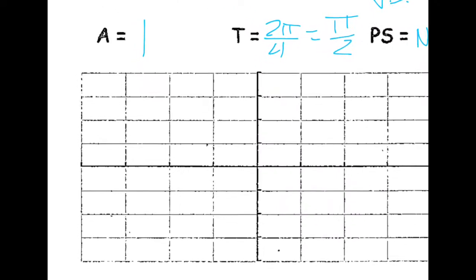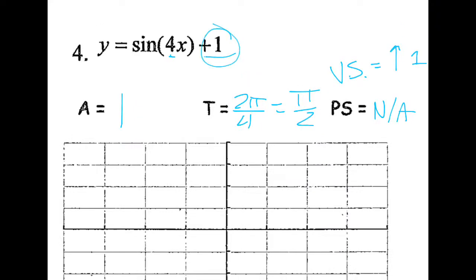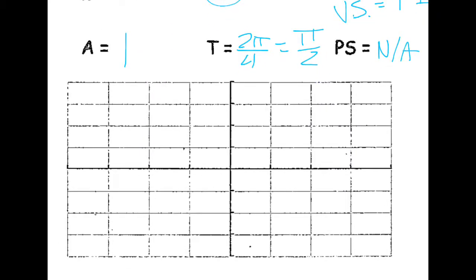So the very first thing I'm going to do is think about the fact that normally a sine graph has an axis of symmetry running down the middle. Well, I'm going to shift that axis of symmetry up by 1, because that's what this plus 1 at the end does. So I'm going to dash in a line of symmetry with the y value of 1. That will make it easier to do everything else.